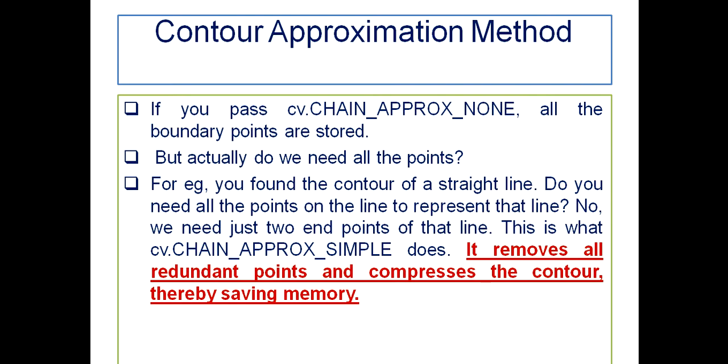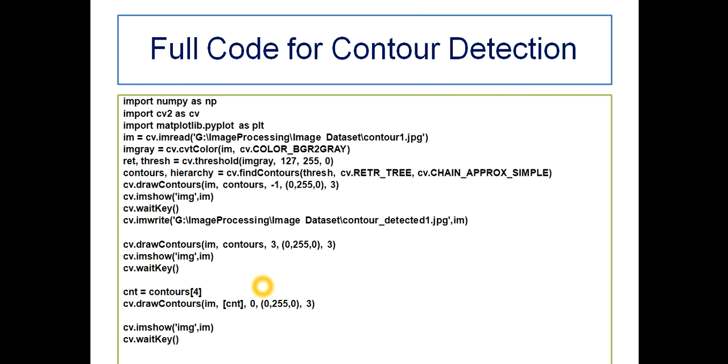That's why we need to pass the cv.CHAIN_APPROX_SIMPLE method. This method removes all the redundant points and compresses the contour, thereby saving memory. That's why I'm putting it in bold and red, because this is very important. Got it? Now, the full code for contour detection. Take a screenshot of this, and please do not skip the practical.